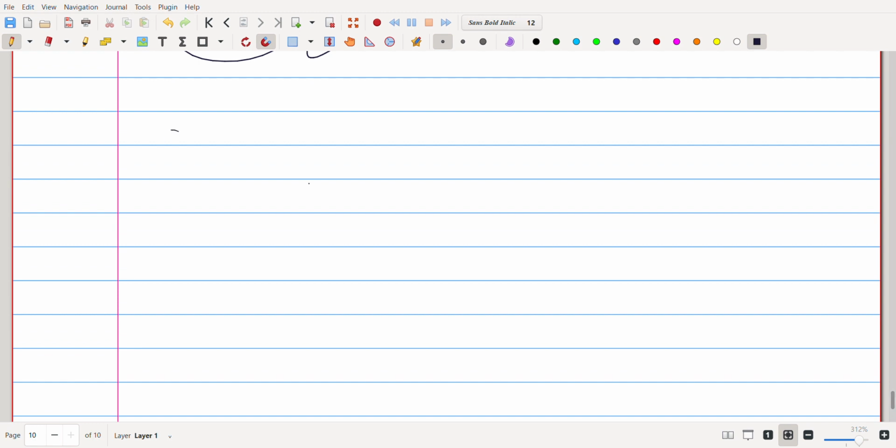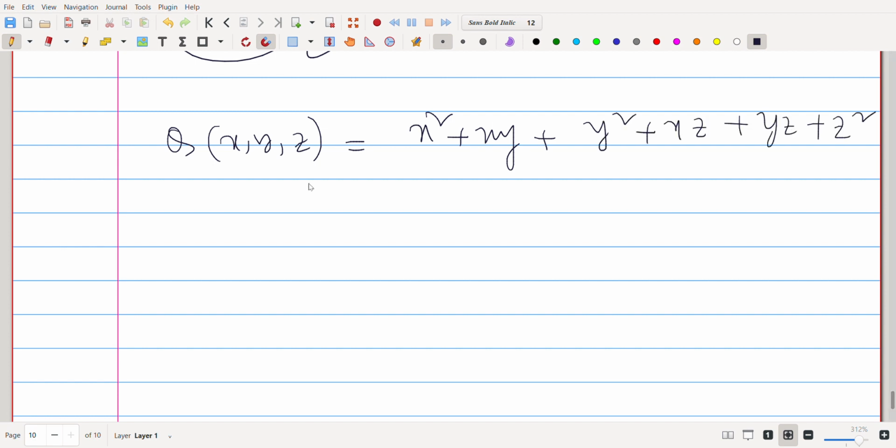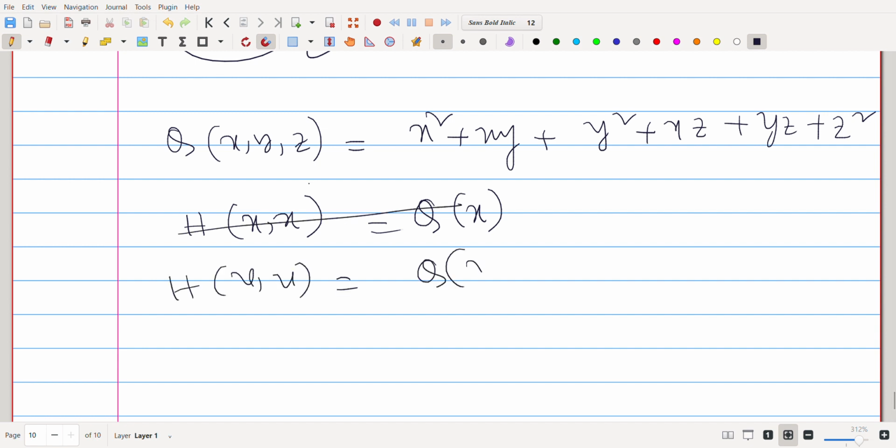Consider the quadratic form Q of x, y, z given by x square plus xy plus y square plus xz plus yz plus z square. So from a given quadratic form, what is a quadratic form? Quadratic form means if you have a bilinear form, H of x comma x is equal to Q of x. Here I think it is better to write H of v comma v equal to Q of v, where v equals the vector x, y, z.